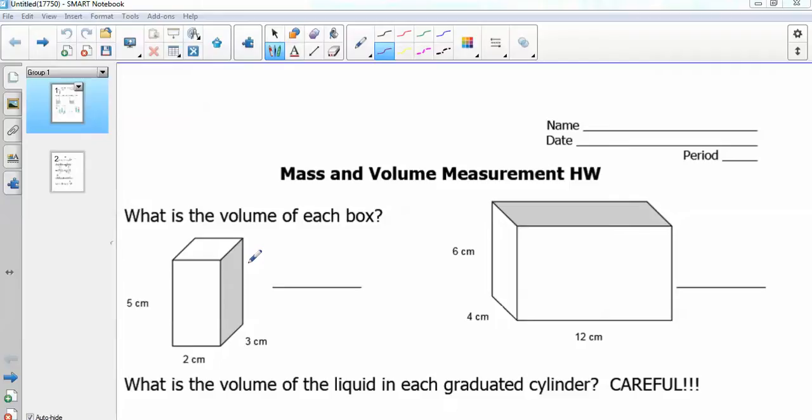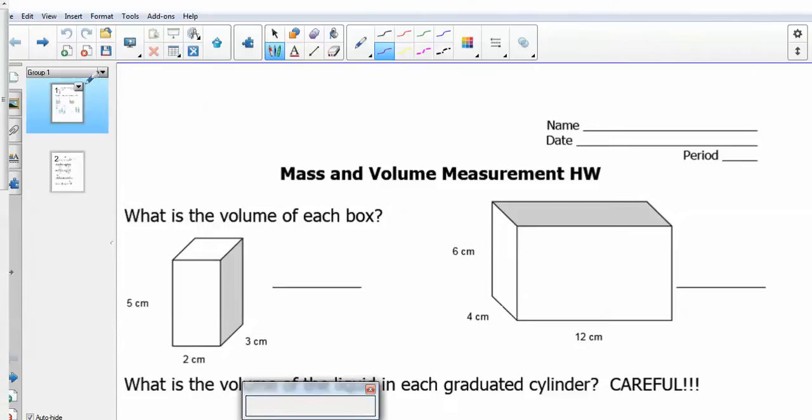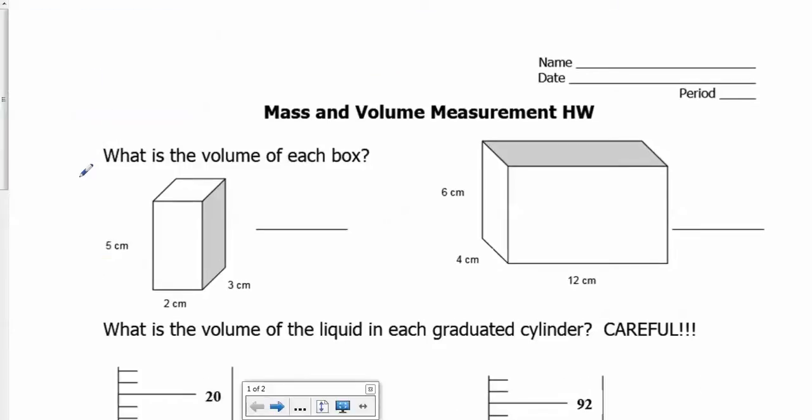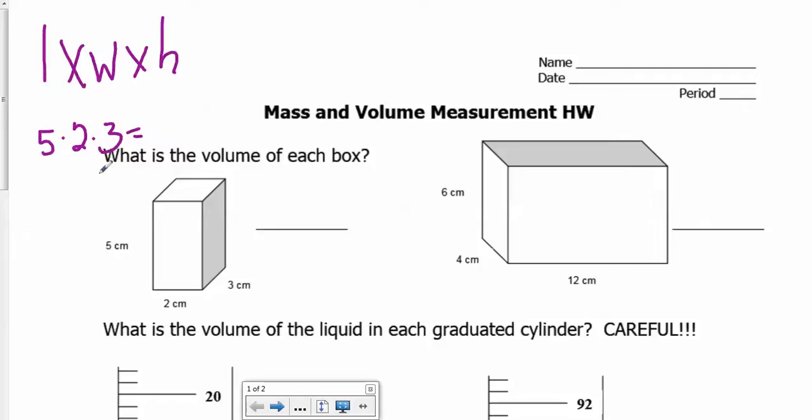All right, we're gonna do some mass, volume, and measurement practice. So the first thing that we have here is some regular shapes. Remember, to find the volume, it's length times width times height. So we're gonna do 5 times 2 times 3 equals 30. So 30 centimeters.